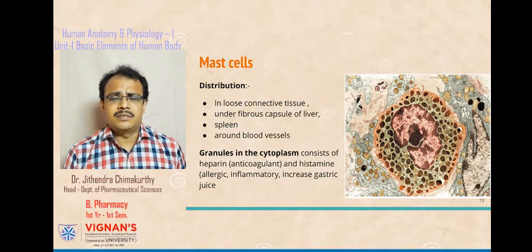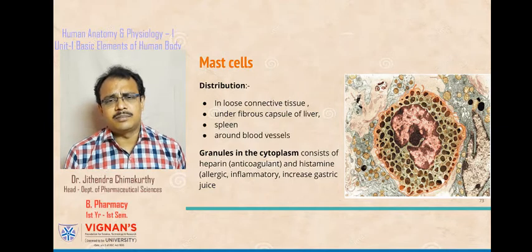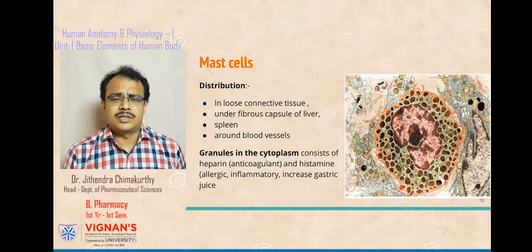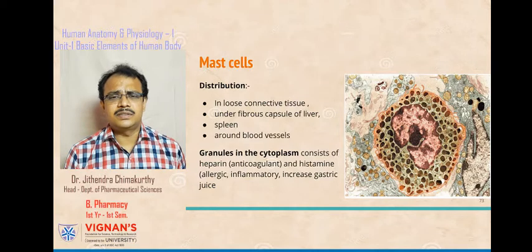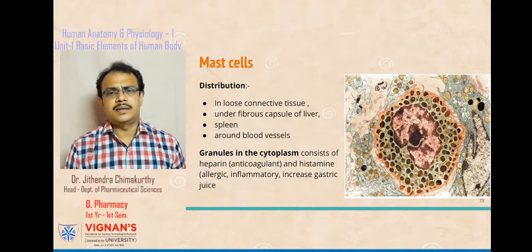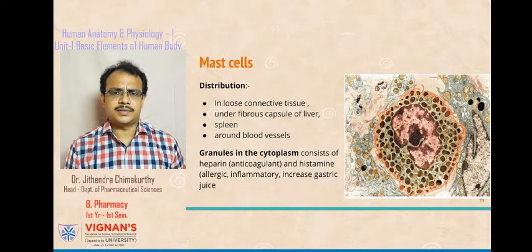Histamine will increase the blood flow to the inflamed tissues so that the oxygen and glucose supply to that inflamed tissue is not affected. Apart from this, it also causes increased flow of leukocytes to the site of this inflammation. These are the different types of connective tissue cells.